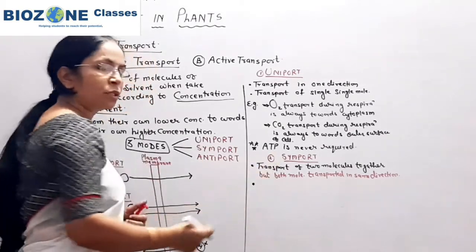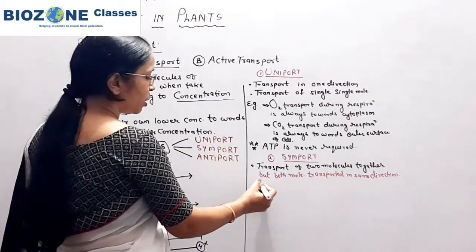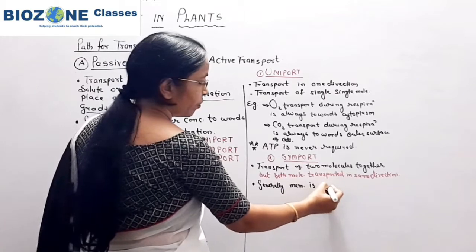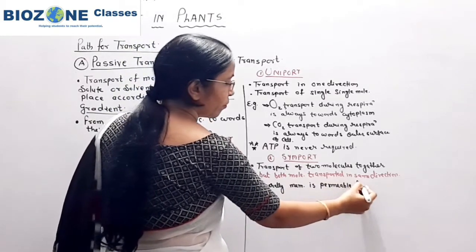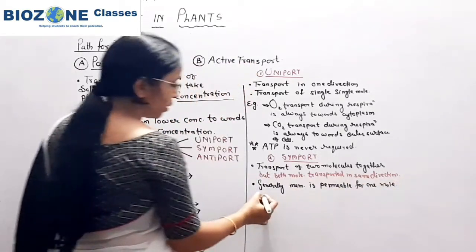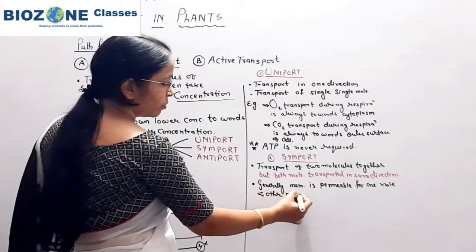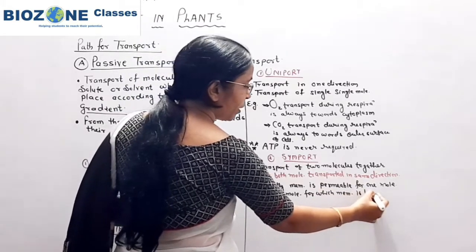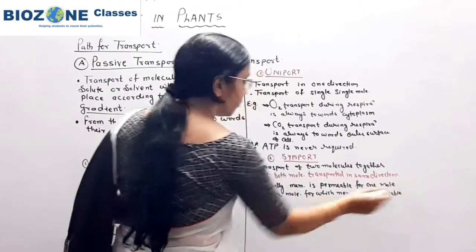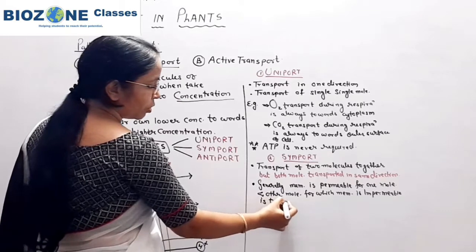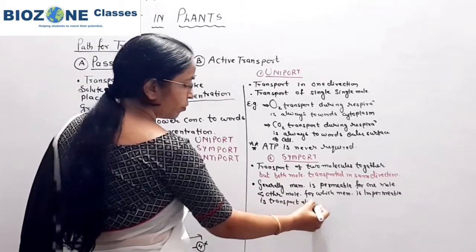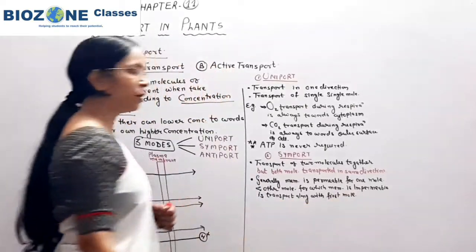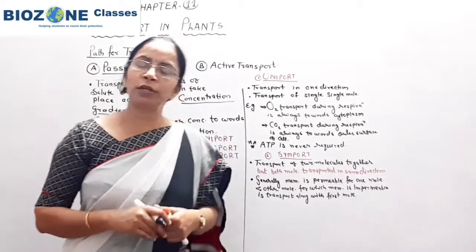Secondly, you remember when we come towards symport, generally the plasma membrane is permeable for one molecule, and the other molecule, for which the membrane is impermeable, is transported along with the first molecule. So most of the time you remember, or for easy transport also, symport generally takes place.